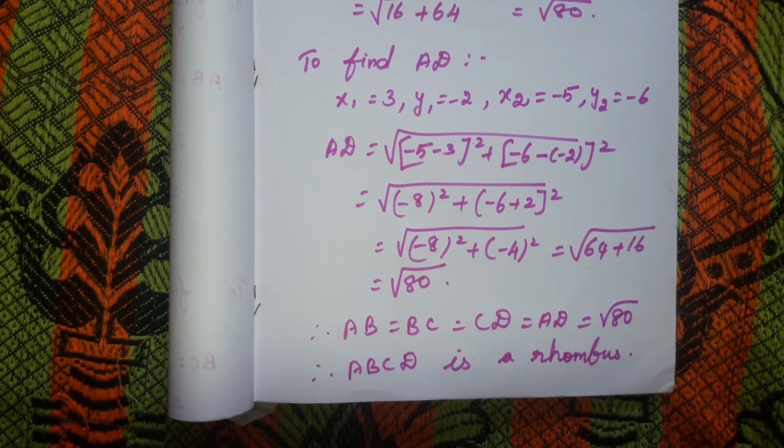Have you understood this? Okay. If we want to prove that the given points form a rhombus, what do we have to do? We have to prove that all the sides are equal. Parallelogram we have already proved. What did we prove? Opposite sides are equal means that is a parallelogram. If all the sides are equal, that is a rhombus. Okay, clear? Any doubt? Okay.